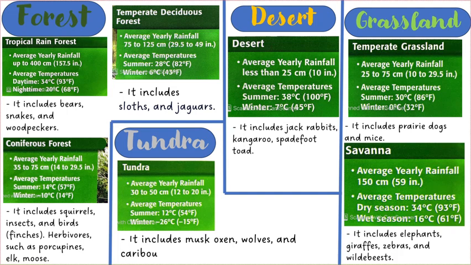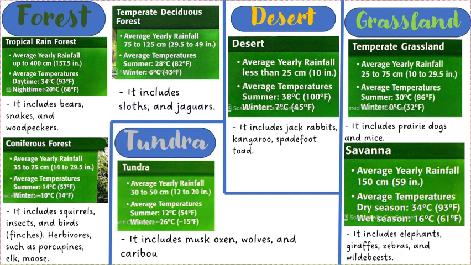The conifers forest rainfall is 35 to 75 centimeters. The temperature in summer is 14 Celsius, but in winter it's negative 10 Celsius. It includes squirrels, insects, and birds such as finches, herbivores such as porcupines, elk, and moose.